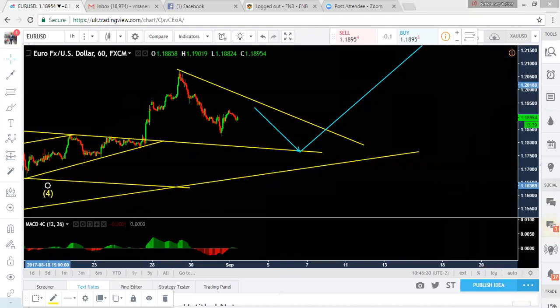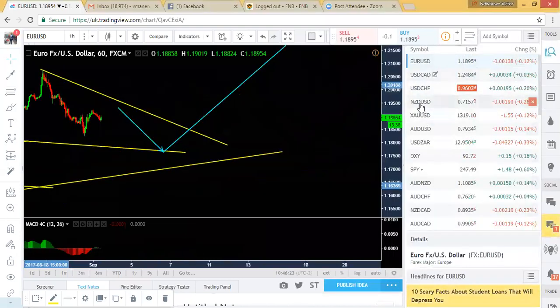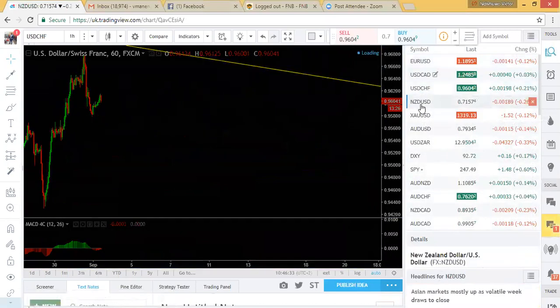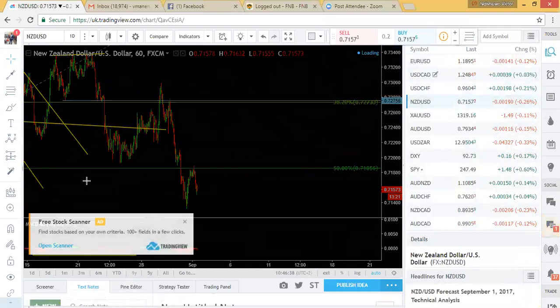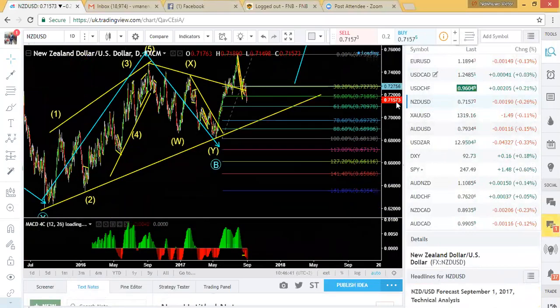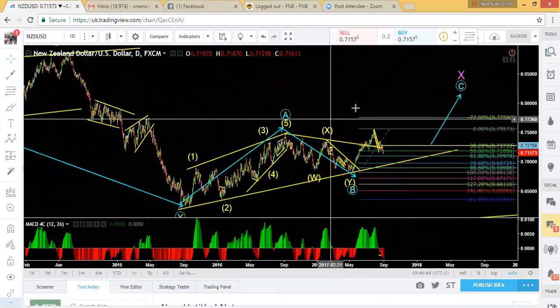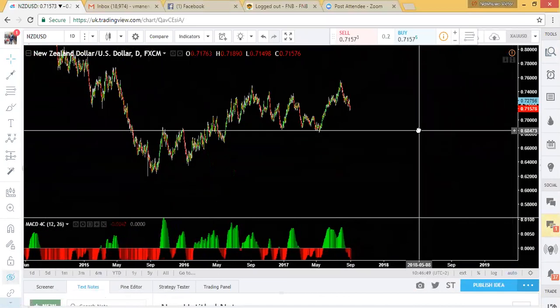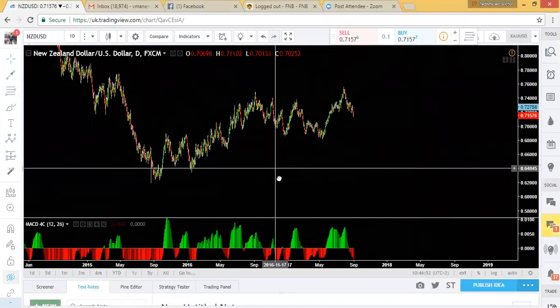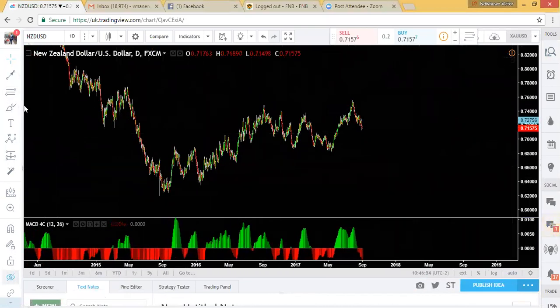So let's look at the next one. The next one that is very interesting is the New Zealand US dollar. I'm going to spend some time here just to go back to what our previous analysis was on New Zealand US dollar. Let's get it up. Right, so New Zealand US dollar, we go back to the daily chart. We started from scratch because this one has got the clearest structure of them all. Okay, let's switch everything off there.